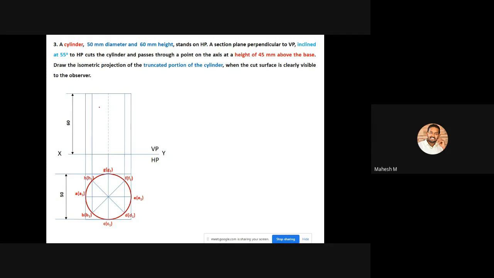So what is our condition for this? We have to pick up a point on the axis line with a height of 45 mm above the base. So you can mark the point with a height of 45 mm above the base. Before that, mark the notations. After creating this, you can choose the direction of the section plane with an angle of 55°. So you can highlight the bottom portion of your section line. Please remember one thing, it is a cylinder, so there is no need to create this particular line with the board line, and you don't have to highlight this particular line.